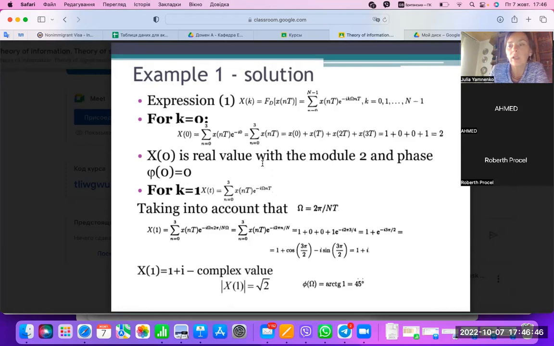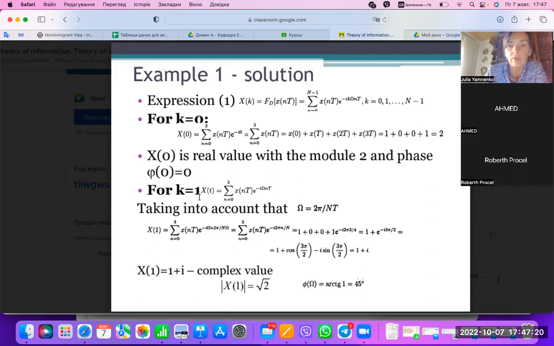And of course we can calculate the module of this value, and the module of the number 2 is just 2. And its phase also could be calculated, because the phase phi, Greek letter phi, is arctangent of the imaginary part divided by the real part. And the imaginary part here is equal to 0. So arctangent of 0 is also 0. So it means the phase shift for this first component of the Fourier series is equal to 0.